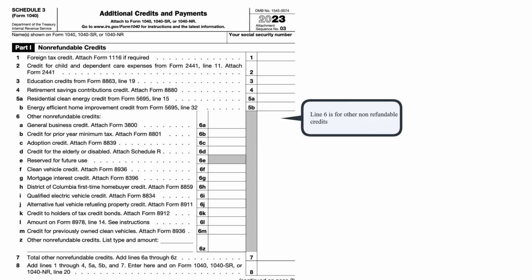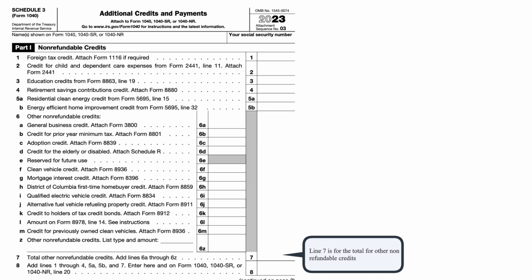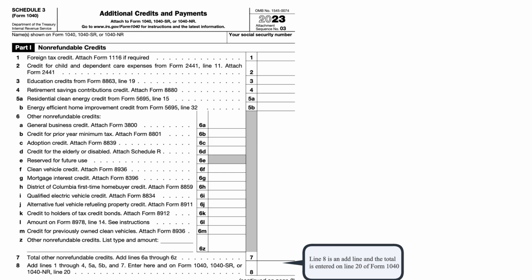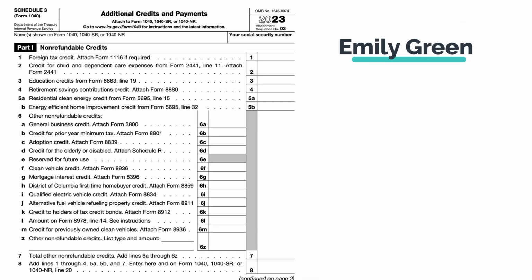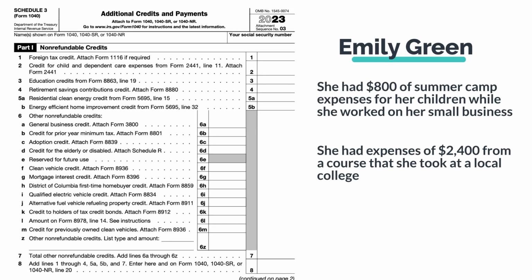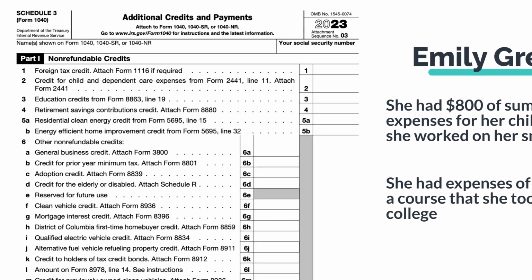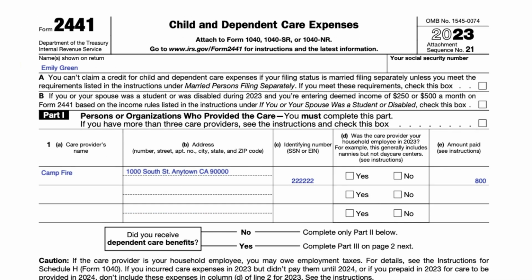Line 6 is for other non-refundable credits, including the general business credit, the adoption credit, and the credit for elderly and disabled. Line 7 is for all other non-refundable credits. Line 8 is an add line, and the total is then entered on line 20 of Form 1040. So for line 2 of Schedule 3, which is for the credit for child and dependent care expenses, Amy had $800 of summer camp expenses for her children while she worked on her summer business. She will need to fill out Form 2441 in order to take advantage of this credit.